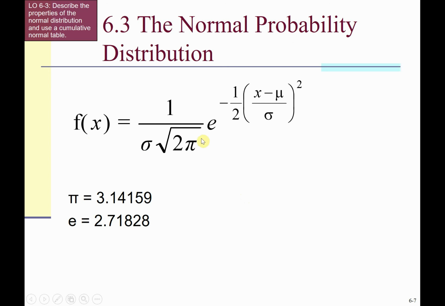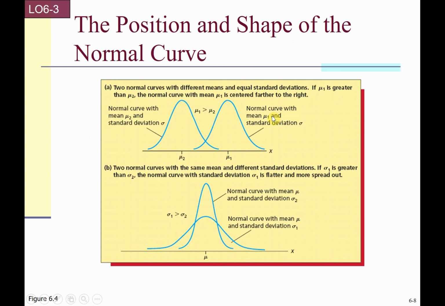This is the function. Don't worry about this, other than it has two constants in it, pi and e. So look at what the other values are that we need to know. We need to know what the mean and the standard deviation are. This is a normal distribution. If we look at one of these, that is a normal distribution. It looks like a bell curve.